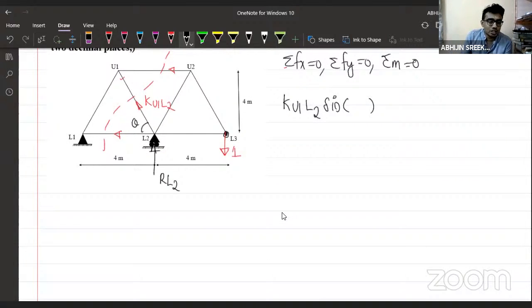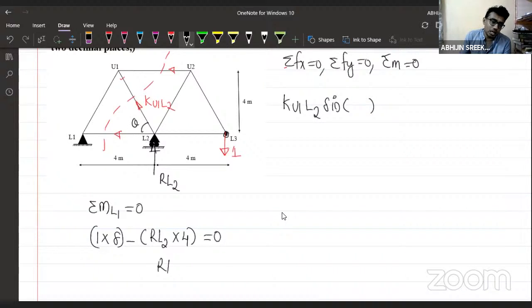How to calculate the reaction? Consider the moment about L1 is equal to 0. And we know that 1 into 8 is in the clockwise direction. I'm going to take it as positive. Minus RL2 into 4 is equal to 0. Which means RL2 is equal to 2 units. Correct or not? RL2 is equal to 2 units. If this distance here is 4 meter, this distance will be equal to 2 meter.